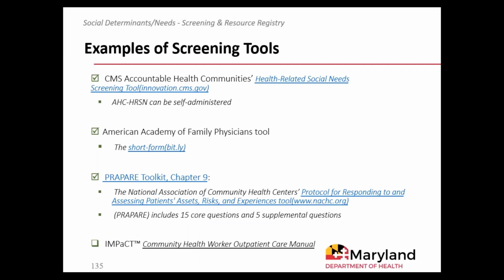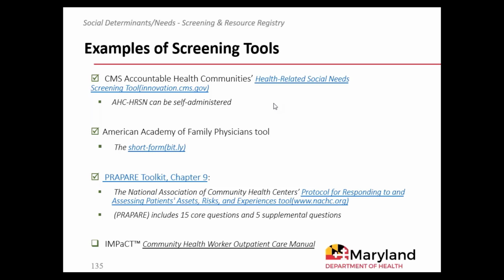Okay, and listed here are some examples of screening tools that we use to identify and address social barriers. So the first screening tool that's listed here is the CMS Health-Related Social Needs Tool. This is an assessment that is comprised of 14 questions ranging from family and community support to food and transportation access.